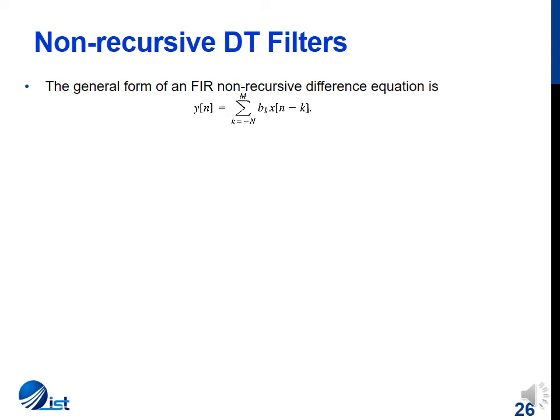It derives its FIR name through its impulse response. If we want to determine the impulse response of this filter, we replace x by delta and y by h, because that is what the impulse response is. When the input is an impulse, the output is the impulse response, and the impulse response comes out to be h of n is equal to summation k varies from minus N to M, b of k delta n minus k. Now it can be seen that the length of the impulse response varies from minus N to M, or it is finite in length. Therefore, such a filter is also known as a finite impulse response filter.